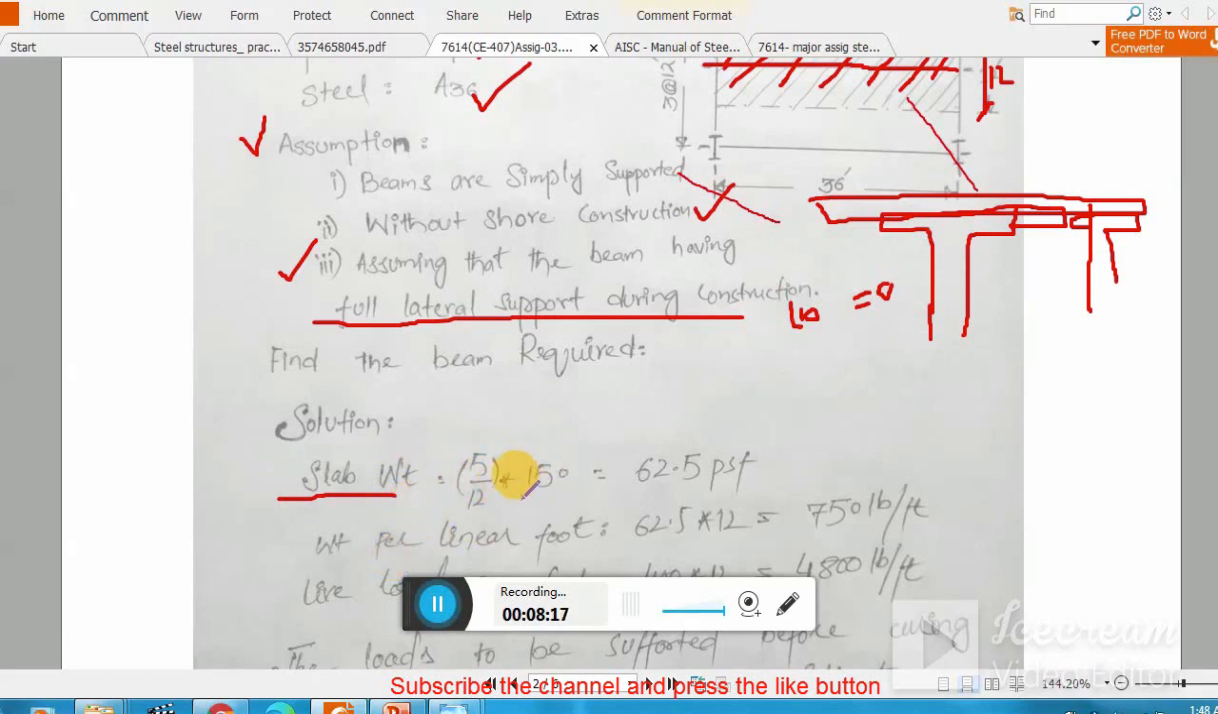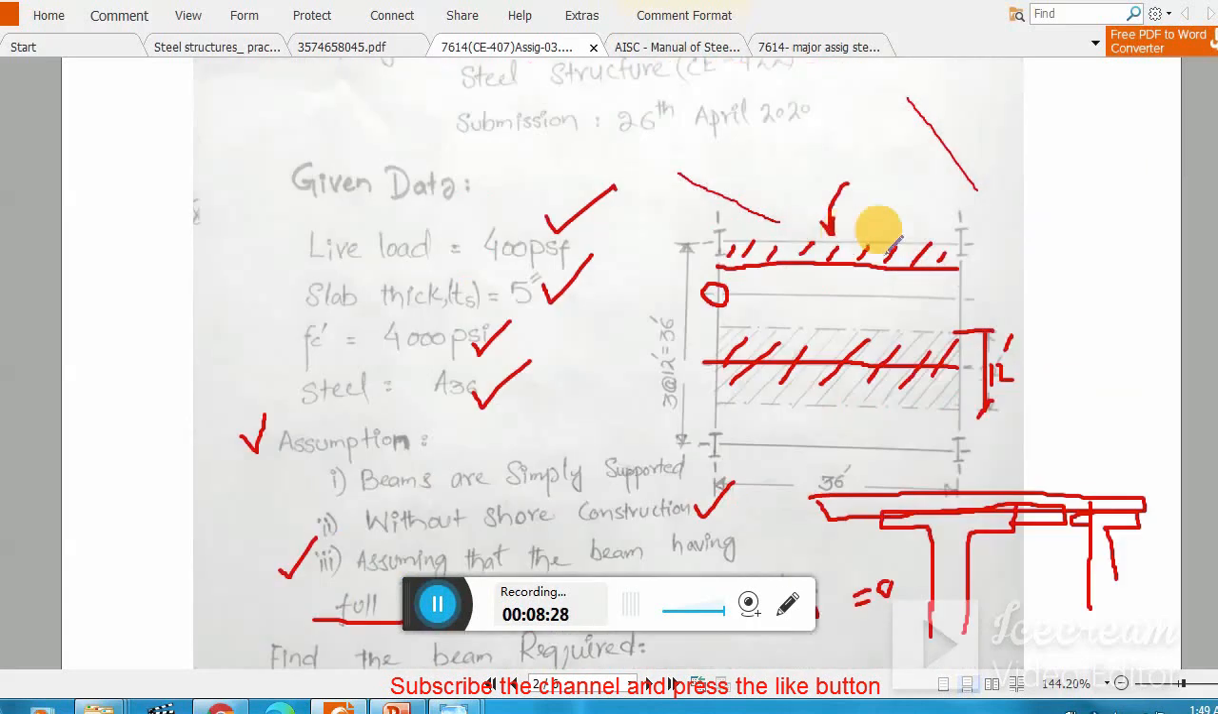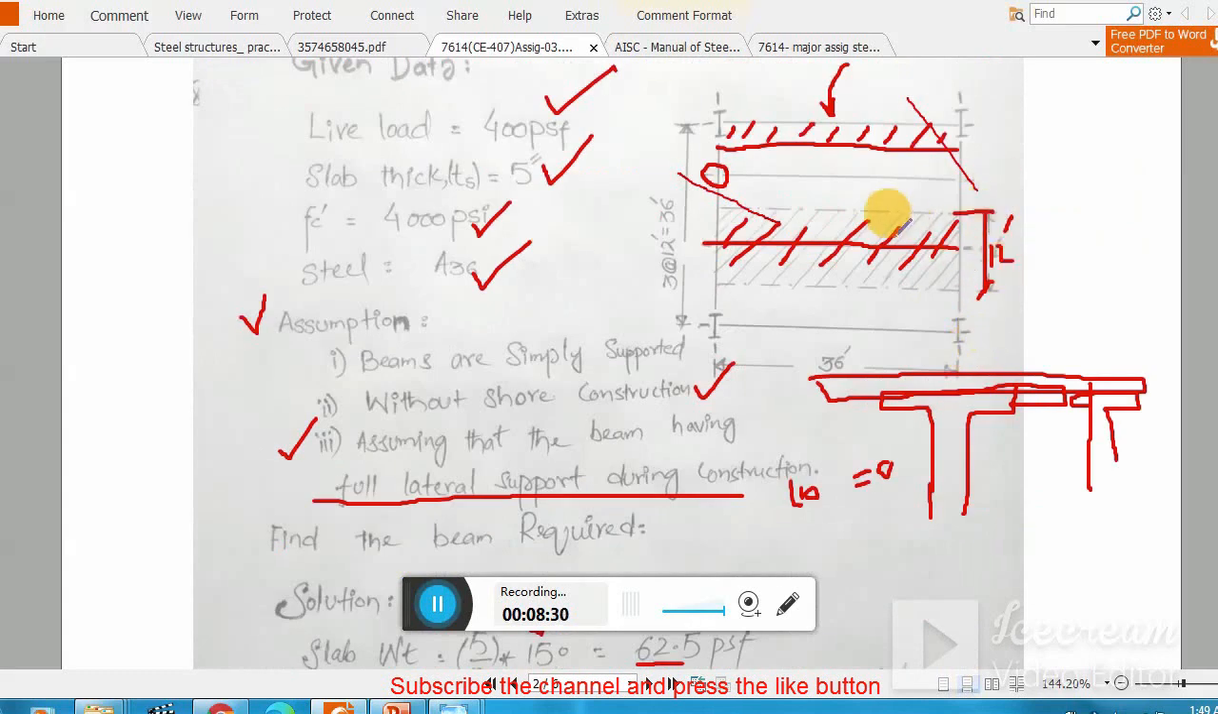We need to remember, you have to multiply them with 150, that is the density of concrete, okay. Weight per linear foot, okay. So this is per square foot. We have to multiply them with the 12 feet effective span, because we have to find out one strip load, okay, one strip load.